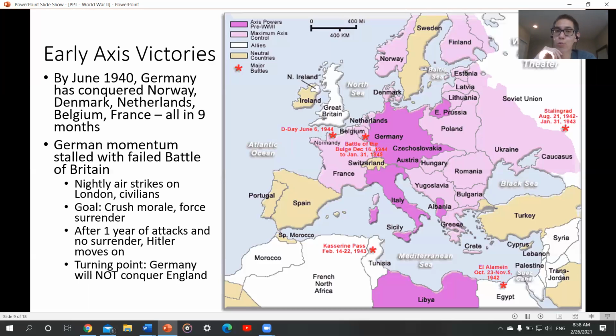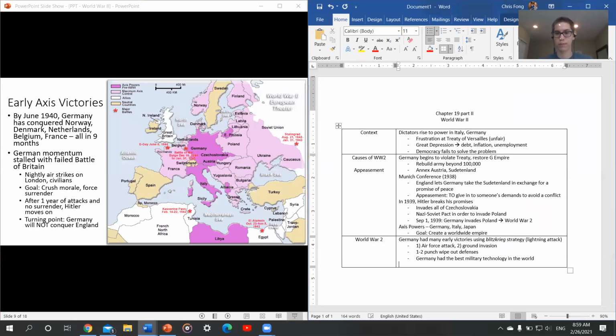Inspired by their new Prime Minister, Winston Churchill, who rallied the people to work together and to stand together, England refuses to surrender, and Hitler gives up. He decides to stop trying to conquer England. And this is one of the key turning points, or one of the early turning points of World War II. In 1941, Germany will not conquer England. England will remain a strong allied country, which will become important as the war continues.